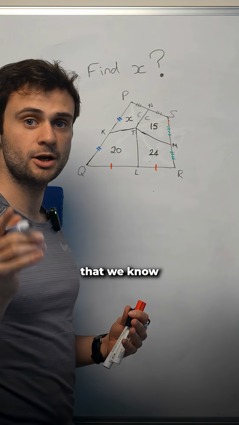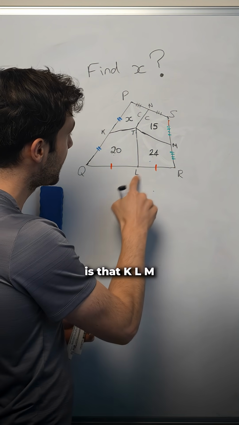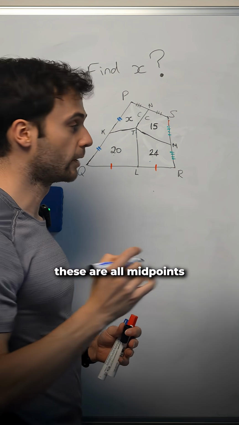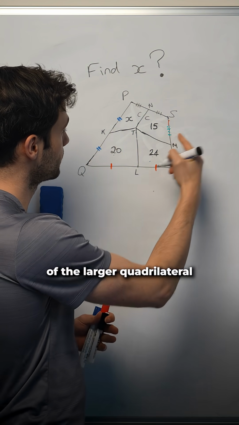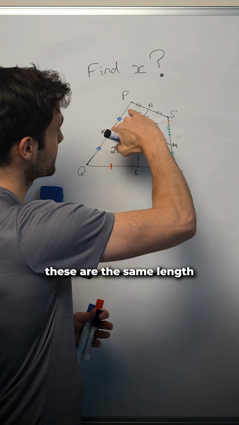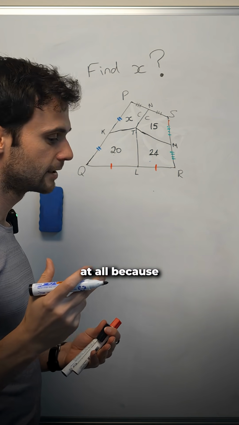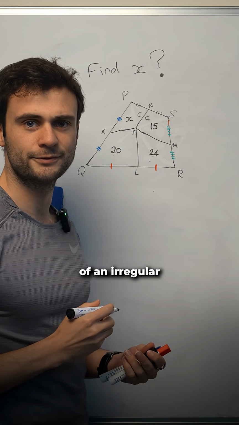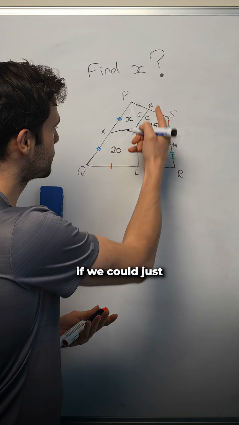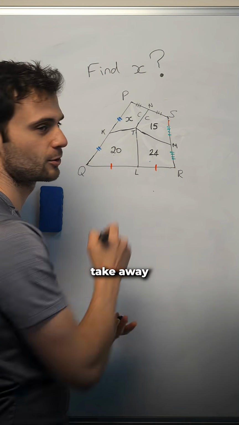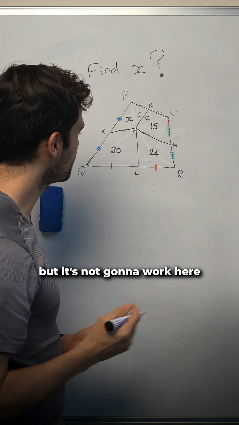The only information that we know at the moment is that K, L, M, and N are all midpoints of each side of the larger quadrilateral. So we can see that these are the same length. How can we start this? It's not obvious at all, because is there a formula for the area of an irregular quadrilateral? If we could just find the area of the full thing, we could take away these 3 and that would be fine. But it's not going to work here.